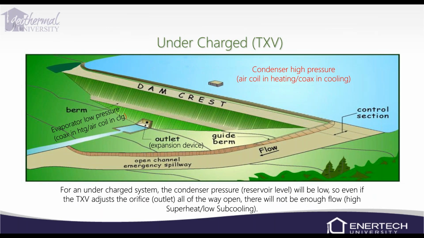So an undercharged system, your condenser or your reservoir in this example, the level is going to be low. So even if this expansion valve or the outlet of the dam opens up all the way, there's not enough refrigerant flow. What will happen is you'll have high superheat and you'll have low subcooling.